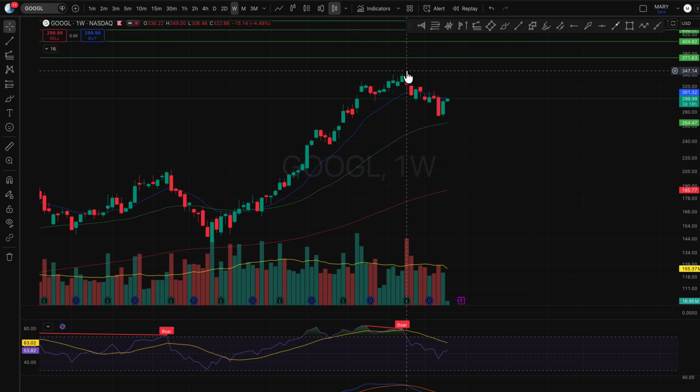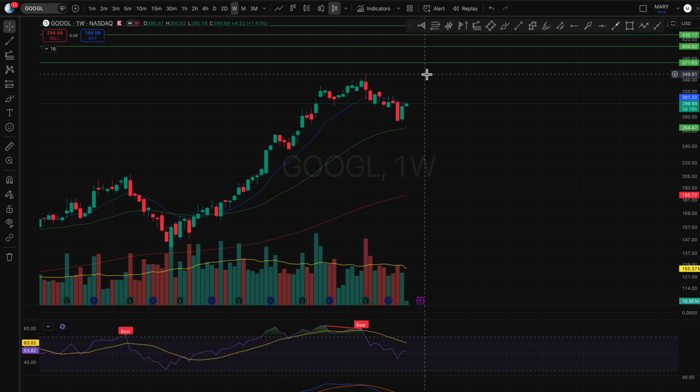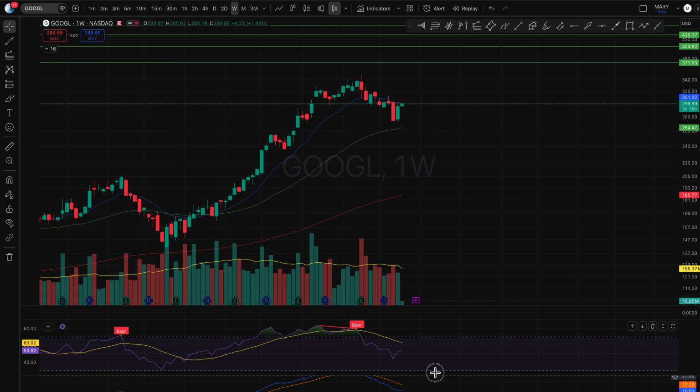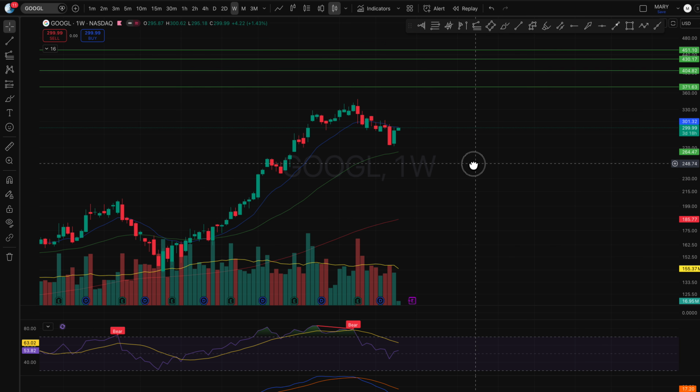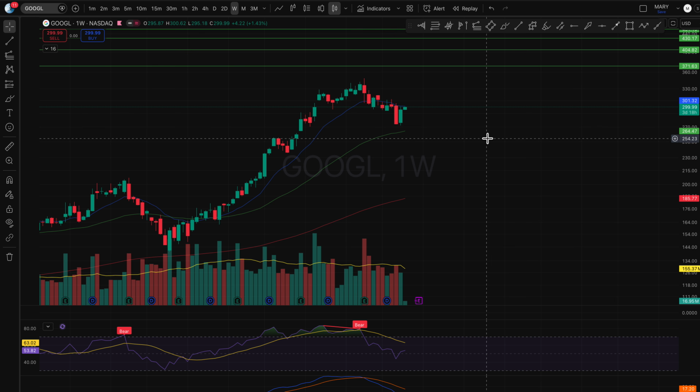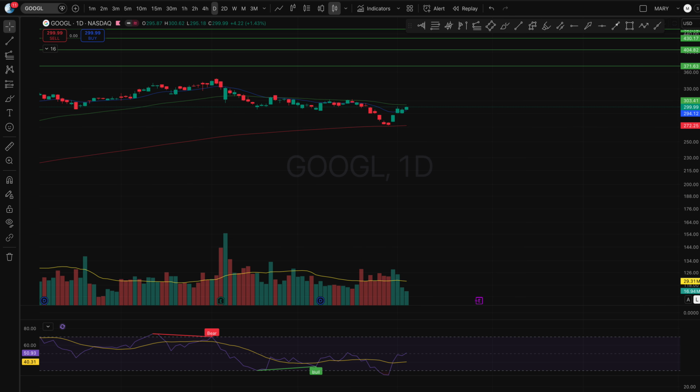If momentum continues with this strong move to the upside, we would like to see a bullish crossover in the RSI slightly above 60, and we also want to see a bullish crossover of your MACD. If momentum continues, we are looking at resistance at 370, 371. Then you have 400, 404. Then a possible 430 to 450. That is the top resistance where I'm looking at Google. Okay, now let's check out the daily.